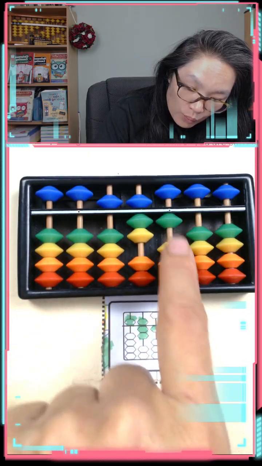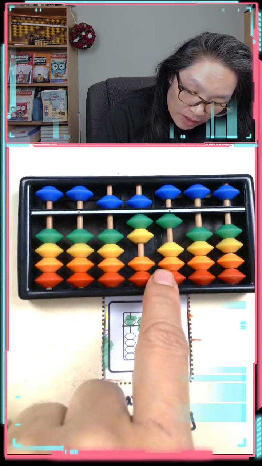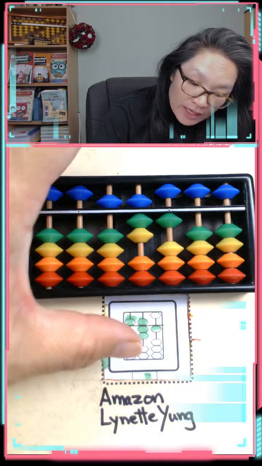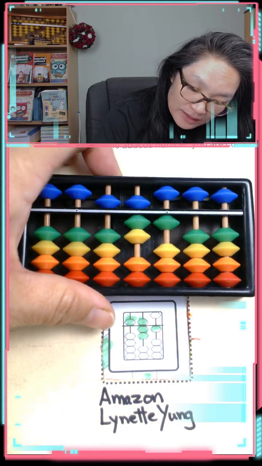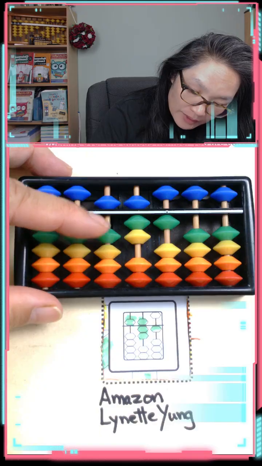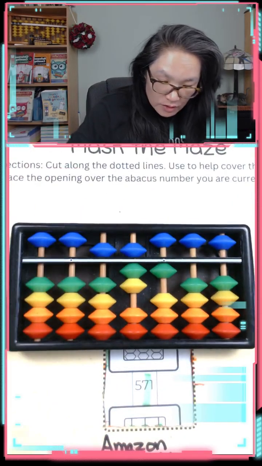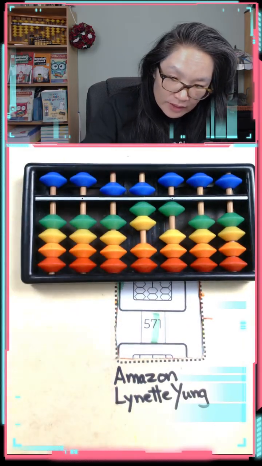So the only 1 bead is counted. These 3 beads at the bottom are not counted, and this top bead is not counted. If I added the top bead like this it would be 6, but it is not 6. It is 1. So we have to pay attention to both the top beads and the bottom beads. So my answer here is 571. That's what that is.